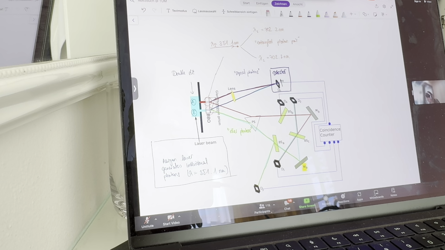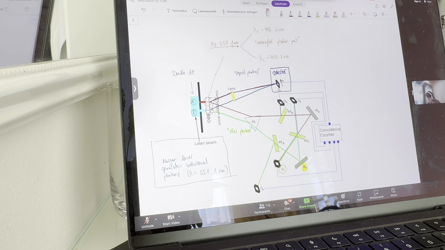It's reflected at this mirror to 100%. Then it travels again to this beam splitter. It has a 50% possibility of being reflected. Then it is detected by this detector D1. And if this is not the case, then in the other 50%, it just travels through the beam splitter and it will be detected by D2.